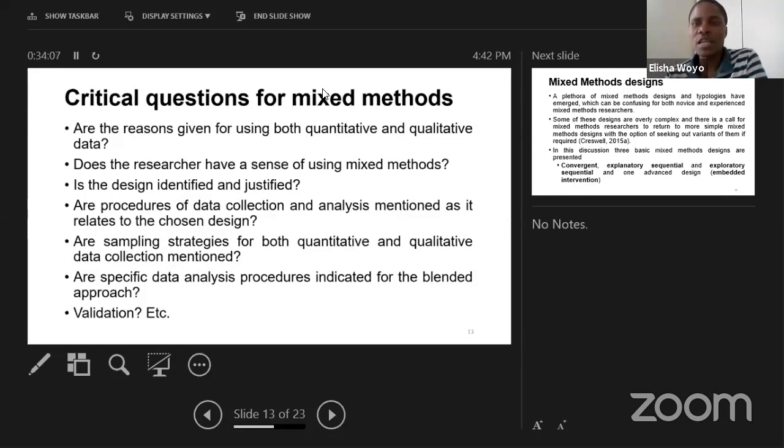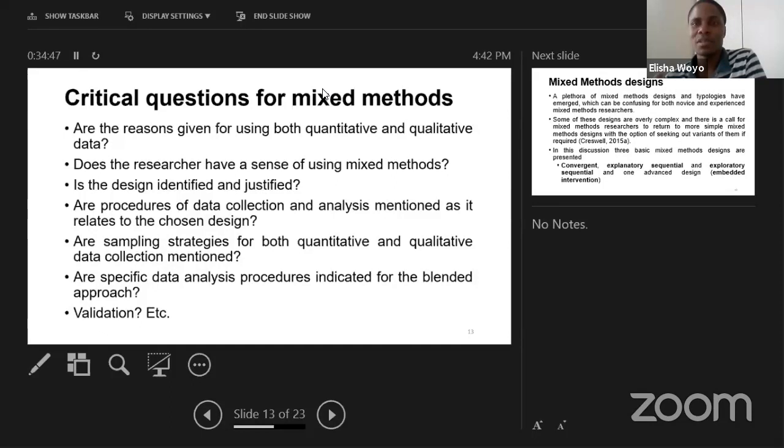And you also need to tick this one. Are the procedures of data collection and analysis mentioned, and do they relate to the design? You can choose one design and you might miss on the methods of analysis. So your choice of design should also be in sync with the method of analysis that you're going to employ, because an explanatory sequential requires something different from an exploratory sequential, or perhaps from an embedded mixed method design. So you need to make sure this aspect is critically addressed.